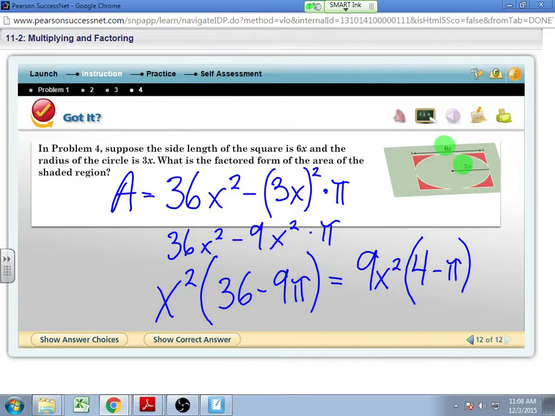Hoffman, no. No, he's in math 1. Anyone want to guess how many problems there are?